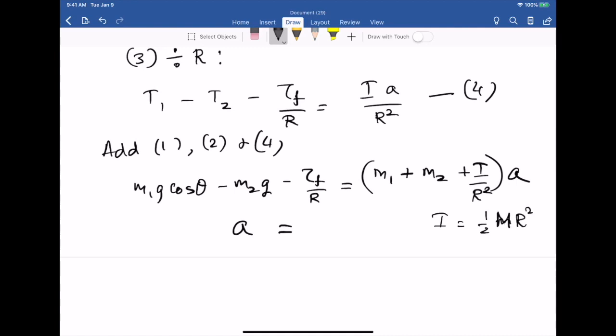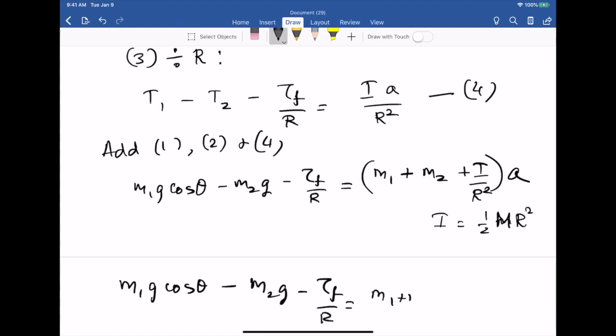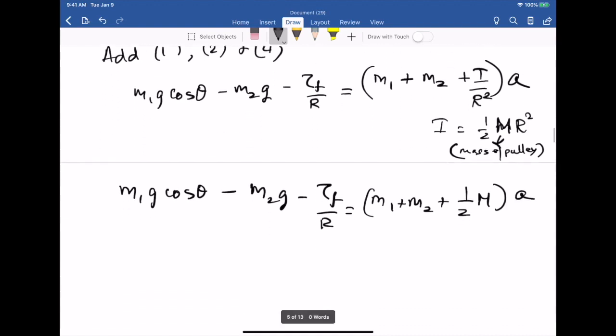So M1G cosine theta minus M2G minus tau friction divided by R is equal to M1 plus M2 plus 1/2 mr square divided by R square, times a. So that's 1/2 capital M. Capital M is the mass of the pulley, and capital R is the radius of the pulley. And now you can just solve for a.